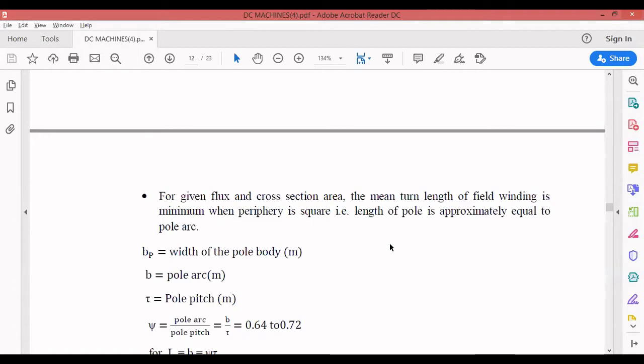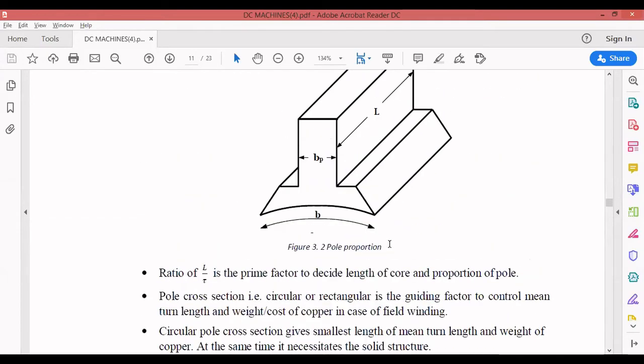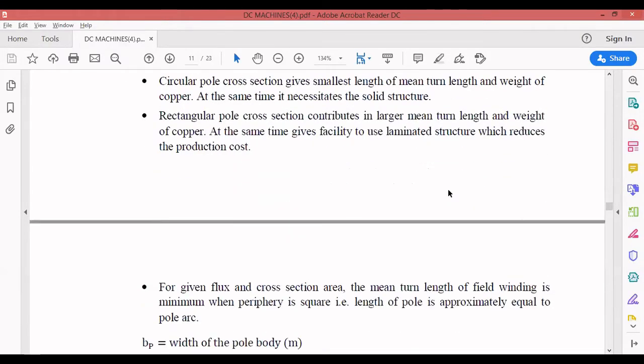So if you want the minimum length of mean turn, then what do we have to do? You can't go for a circular pole or a rectangular pole; you go for a square pole. Square pole means this pole arc will be equal to the length of the pole core. The pole arc is equal to the length of the pole core. Then it will become almost square, and the length of mean turn of your winding will be minimum.